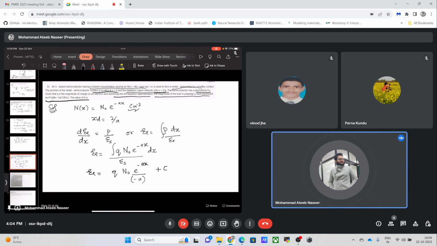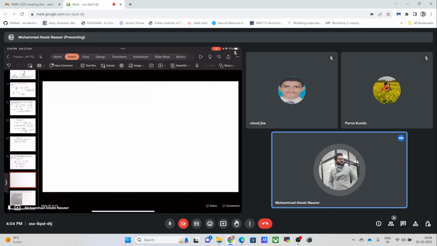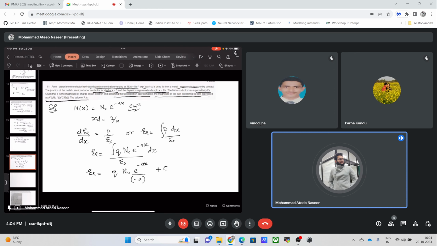Now to find this constant, we can clearly see that at the edge of this depletion region the electric field must vanish.